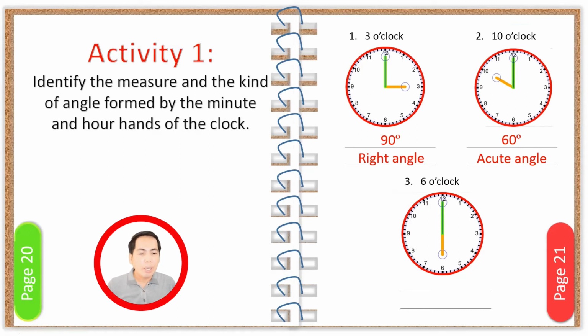And finally, we have 6 o'clock. So 30 plus 30, 60 plus 30 is 90, plus 30 is 120, plus 30 is 150, plus 30 is 180 degrees. So the minute and hour hands of the clock at 6 o'clock form 180 degrees or a straight line. And that is a straight angle. So I hope that you got all answers correct.